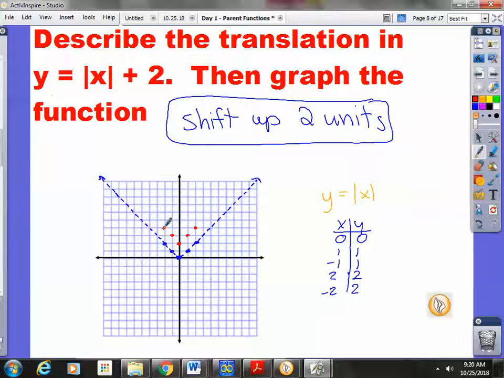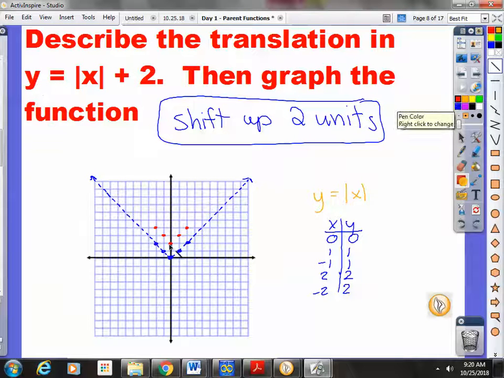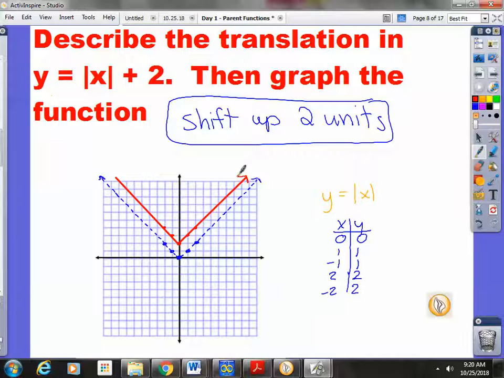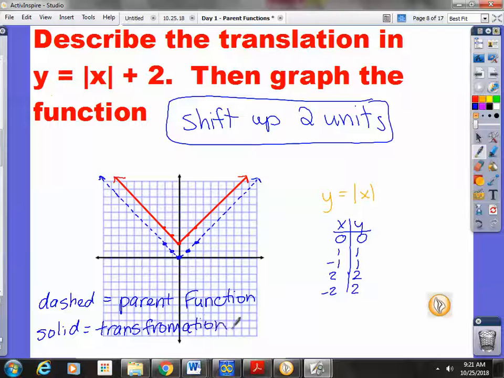Now this time, please use a solid line. Okay? The solid line is going to represent our answer. The dashed line is simply going to represent our parent function. Like I said, guys, I know we could do a t-chart and we could graph that original problem with no trouble. However, we're wanting to practice using our parent function in our transformations. Okay?